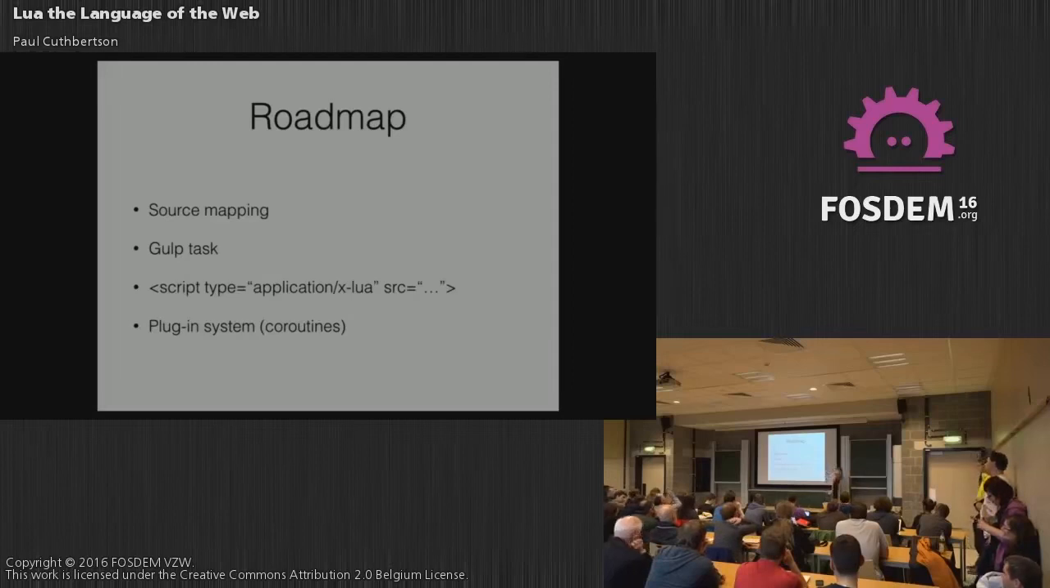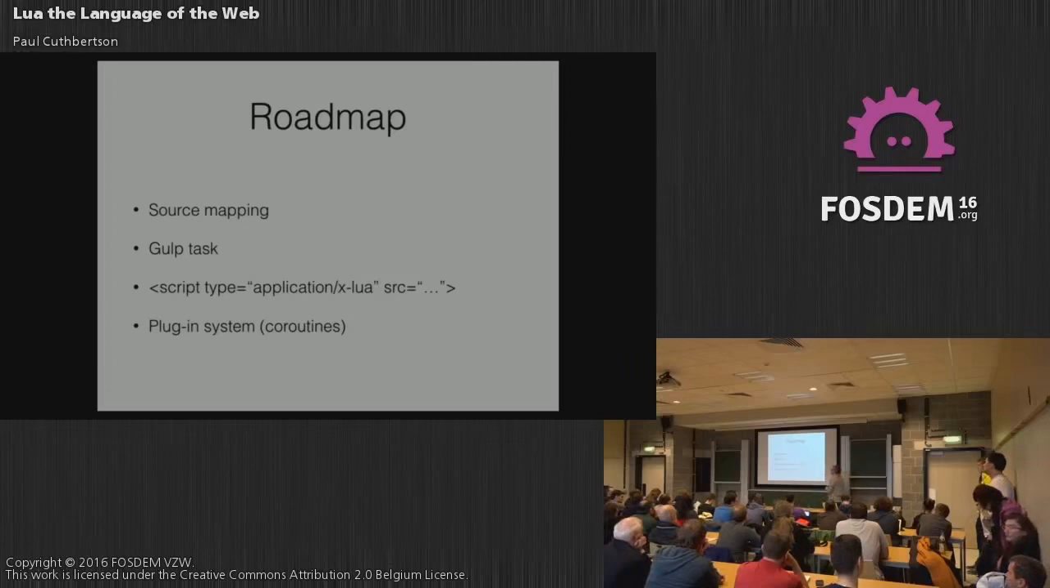Source mapping would be good. At the moment, you get error messages, but you don't get line numbers or any context, which is a bit hard going. Yeah, a Gulp task. Use the source attribute on script tags. It doesn't support that at the moment, so that'll be a biggie.